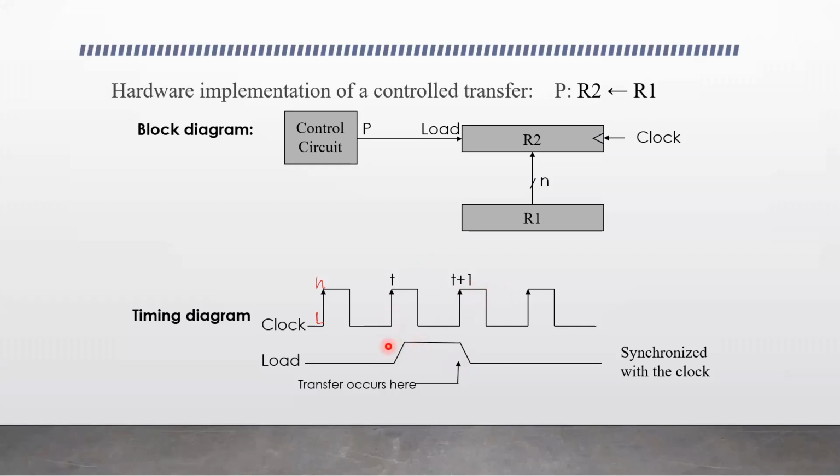If the value of p is changing from 0 to 1 at time t, at time t it is 0. In the next cycle, at time t plus 1, it is checked and it is observed that the value of p is 1. So here the operation is triggered. It transfers the contents of R1 into R2. Once the transfer is done, register R1 will have its own content, and the earlier content of R2 will be replaced by the new content of R1.